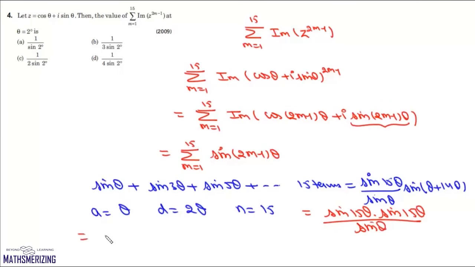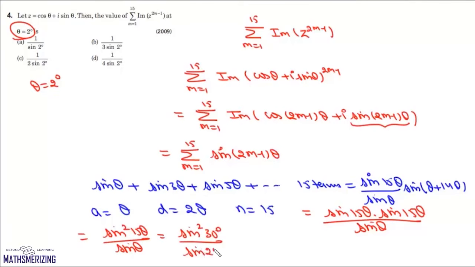So the value of this summation will be sine square 15 theta upon sine theta. And the question says at theta equals 2 degrees. So the value of theta is 2 degrees. So we'll put theta as 2 degrees. We'll get this as sine square 30 degrees upon sine 2 degrees. Now sine 30 is 1 by 2. So this value will be 1 by 4 sine 2 degrees, and that's your option D.